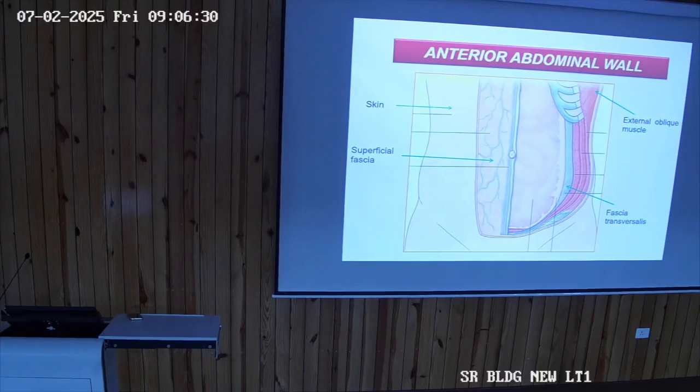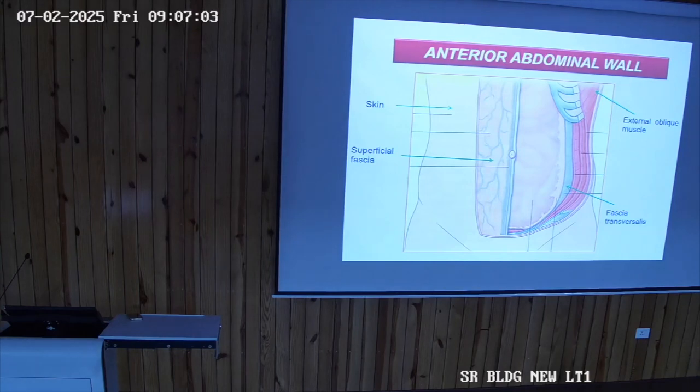Skin, Camper's fascia, Scarpa's fascia, both are the superficial fascia. Then muscle: external oblique, internal oblique, transversus abdominis. Then inside the transversus, there is one more fascia, that is fascia transversalis. Then comes the extraperitoneal connective tissue, and inside the extraperitoneal connective tissue there is peritoneum.